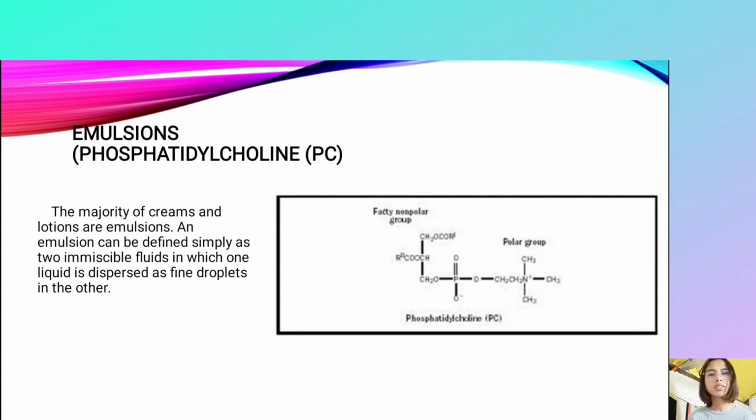So, as you can see in the graph, emulsion, phosphatidylcholine, or we can call it PC. The majority of creams and lotions are emulsions, and an emulsion can be defined simply as two immiscible fluids in which one liquid is dispersed as fine droplets in the water.